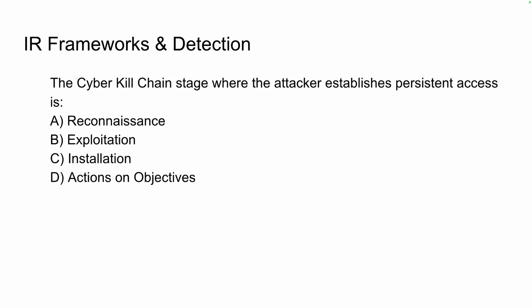The cyber kill chain stage where the attacker establishes persistent access is... So it's not reconnaissance, because that's the very first one. It's not exploitation, and it's not actions on objectives. I think it would be installation where they would establish persistent access. Actions on objectives, it could actually be persistence, I want to say. I'm going to say D, but my first thought was installation. Oh my God, it was installation. Actions on objectives is typically encrypting data or exfiltrating data. Establishing persistence would be more through installation. That was my first guess too.